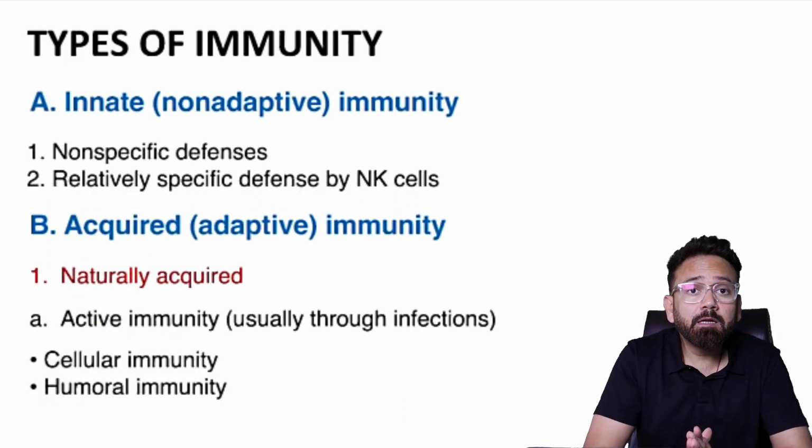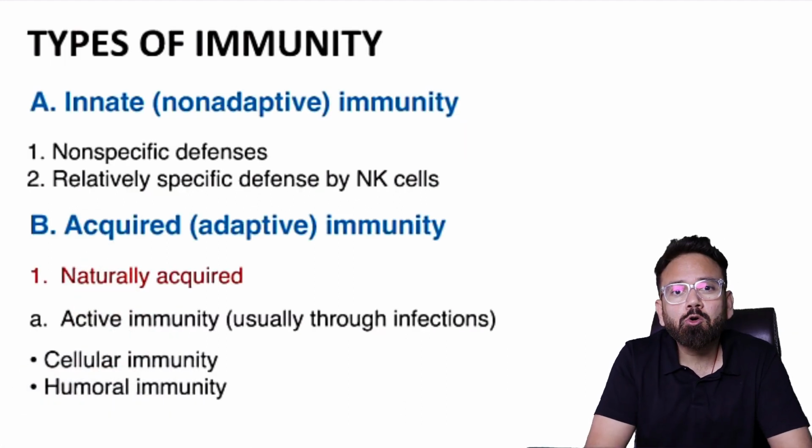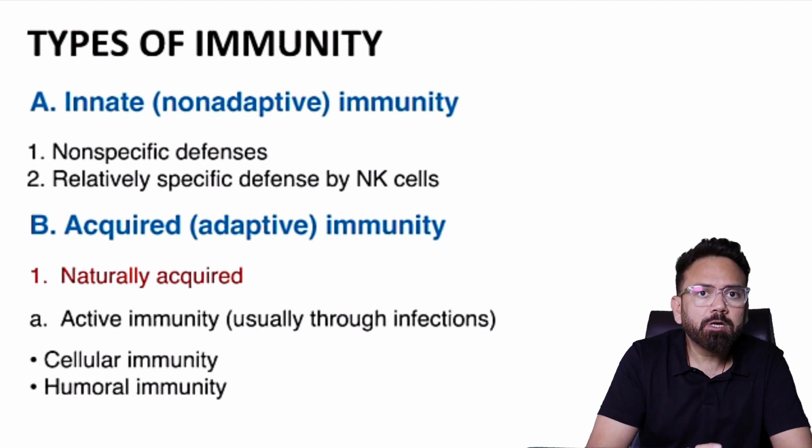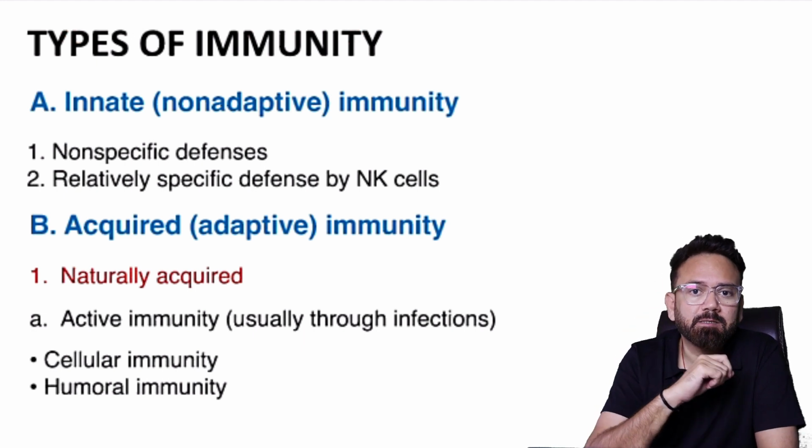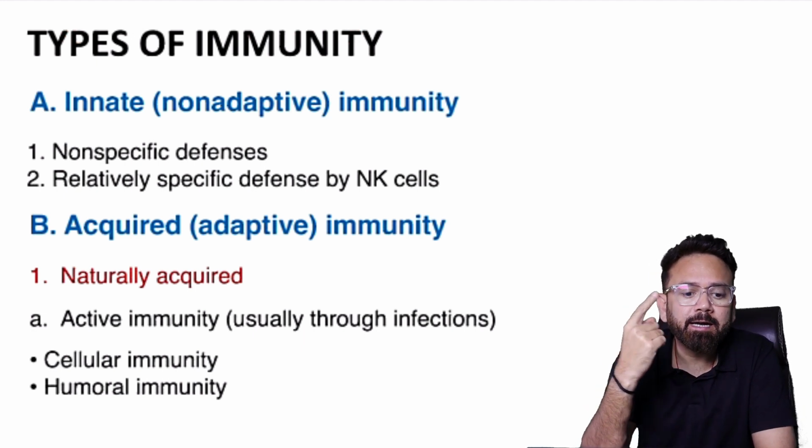So, types of immunity. Number one is innate immunity, also called non-adaptive immunity. It is non-specific defense, and relatively sometimes they are specific by NK cells. So, NK cells are involved in innate immunity.